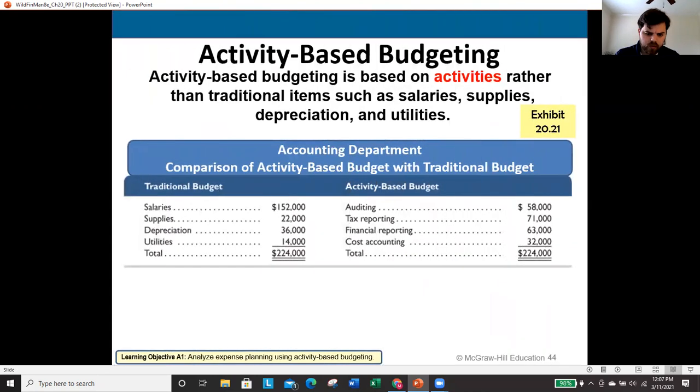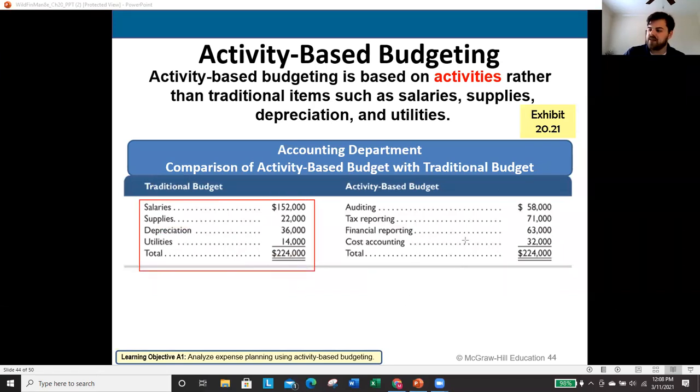Now, the next area and the last area that we're going to talk about is what is called activity-based budgeting, which is when we base our budgeting on activities instead of the traditional items such as salaries, supplies, depreciation, utilities, et cetera, et cetera. So with a traditional budget, we will see something like what we have over here to the left, right? All those items that we are used to seeing.